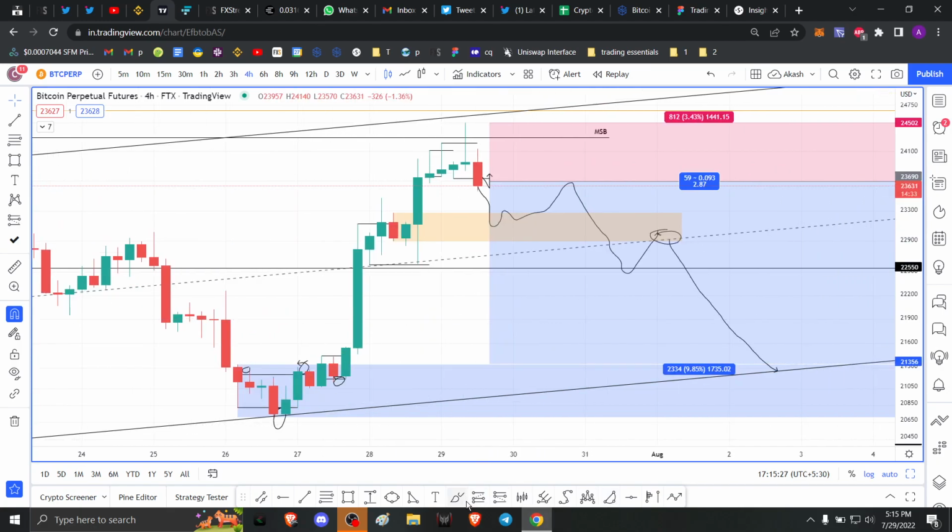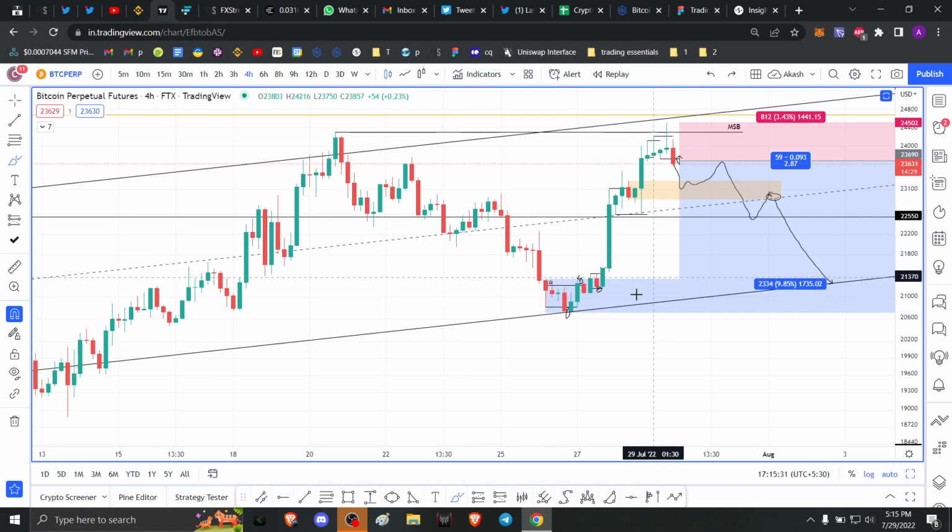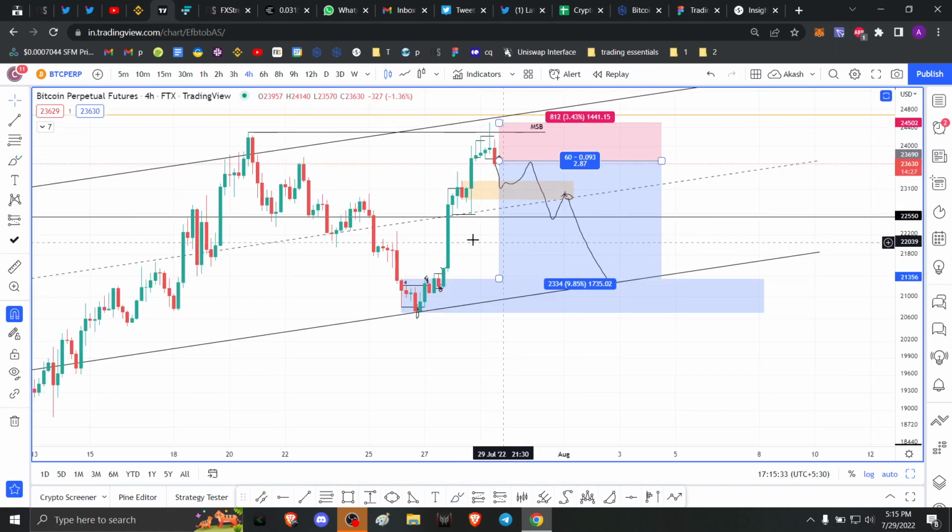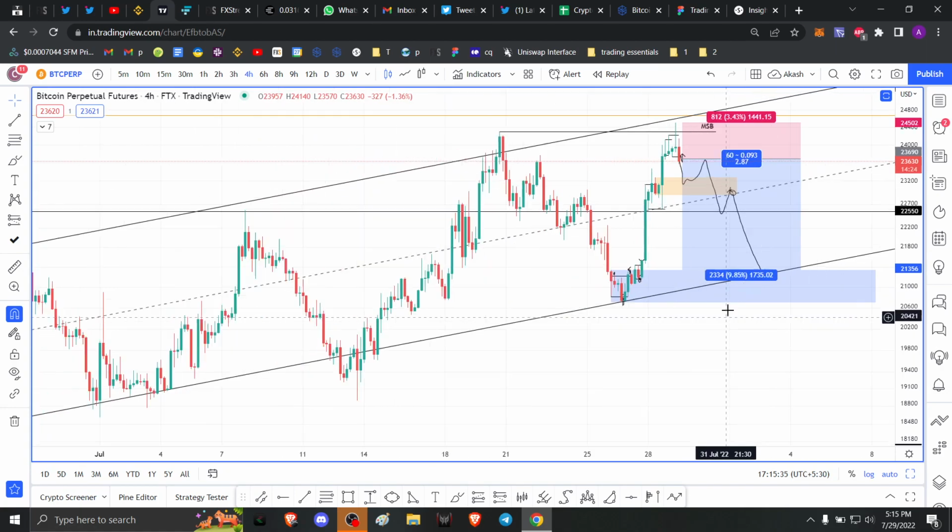So once we get a breakdown below this level here and then a retest of this, it's going to be flipped into a bearish breaker, right? It's a perfect setting. So yeah, this is what I'm looking at, guys.